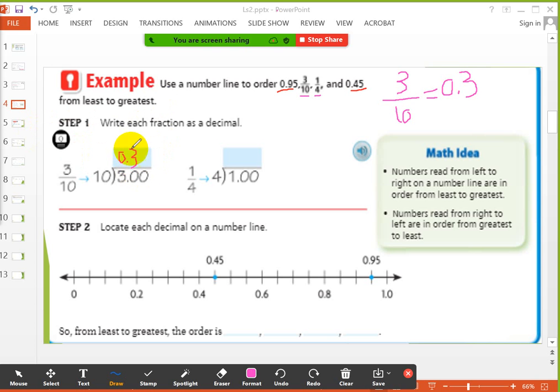So it will be 0.3. Now 1 over 4. If I want to write this number as a decimal, this is a fraction, what do I have to do? From the last lesson I told you, you have to divide the numerator by the denominator. That means I will divide 1 by 4. Let's divide it.